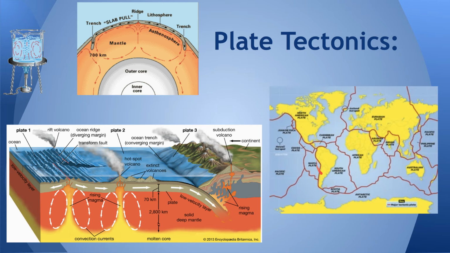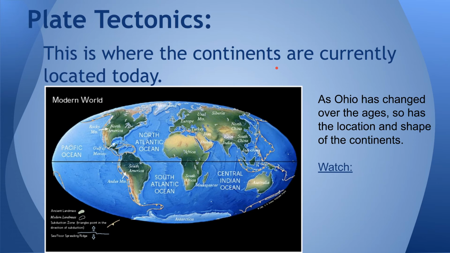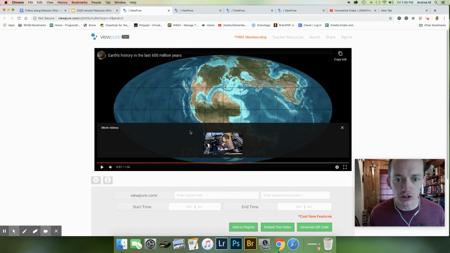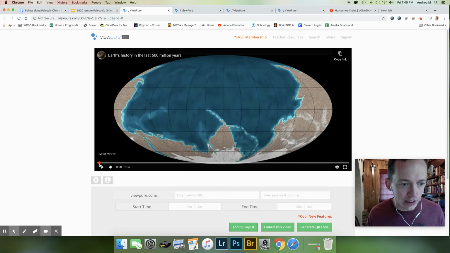So for animals to be in both of these places basically at the same time, that meant that these were connected at some point. And because of plate tectonics, they've moved away from each other. So plate tectonics is the reason why Ohio has changed as much as it has, and the rest of the world. But I'm focusing on Ohio right now because that's where we live. So this is where the continents are today, but they have not always been in the same place. This video does a really nice job of showing plate tectonics and how we think the Earth has changed over the millions of years. So let me get this going for us.